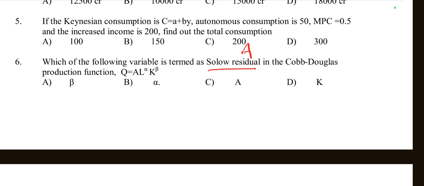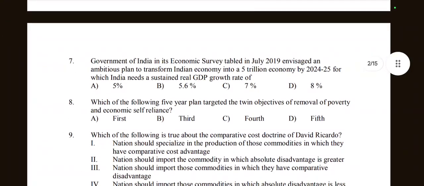Solow residual, which is denoted by A, measures the proportion of output not explained by the amounts of labor and capital used in production, and it is typically interpreted as a measure of technological progress or efficiency improvement. So here the right option is option C, A, Solow residual. A means Solow residual.